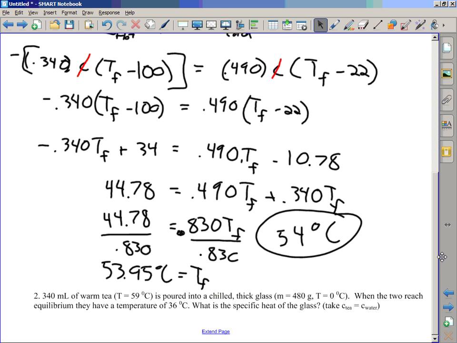Any questions about that before we do a problem? The tricks behind this: the energy lost by one is the energy gained by the other, and the final temperatures will be the same. Those are your two tricks. Okay, I want you to try the next one.